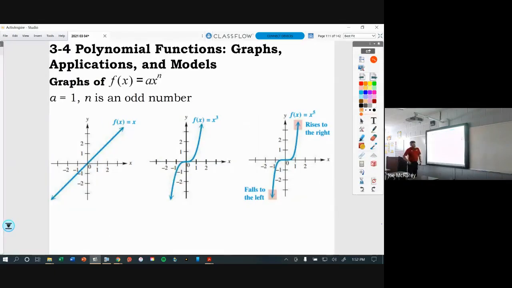See, those are all odd exponents. There's no squiggle here. It's straight. It's not a parabola. Odd.